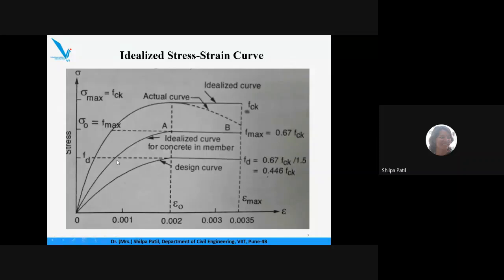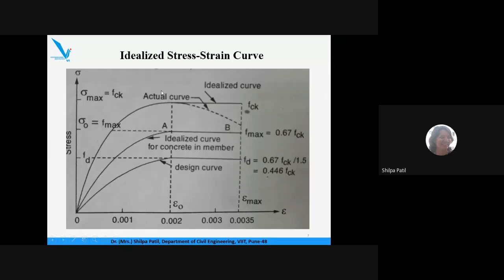So this is now our idealized curve which we use for the design purpose. Design purpose means for maximum. This is now the idealized curve. Now again, this maximum stress is further reduced by applying a safety factor. The safety factor is taken as 1.5 for concrete. So 0.67 fck divided by 1.5, this value comes out to be 0.446 fck, or in some books it is referred to as 0.45 fck. So this is called the design strength of the concrete, and the corresponding curve is called the design curve.